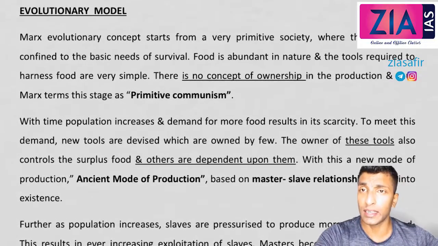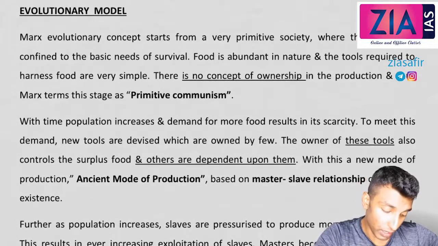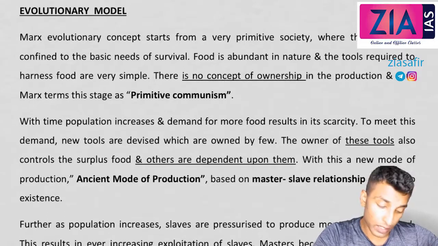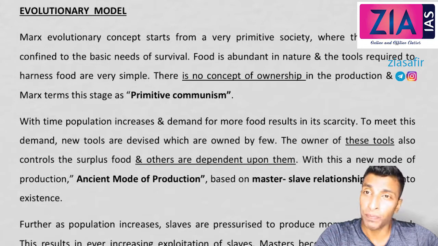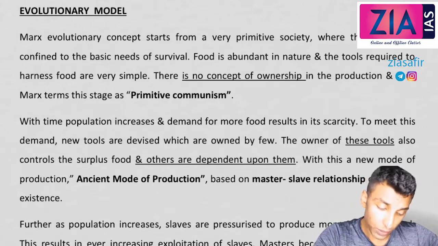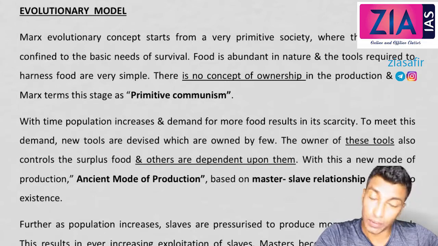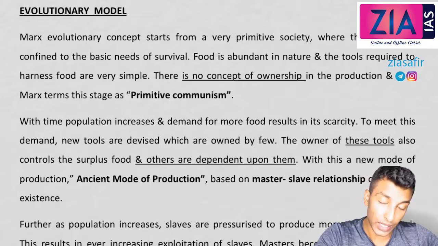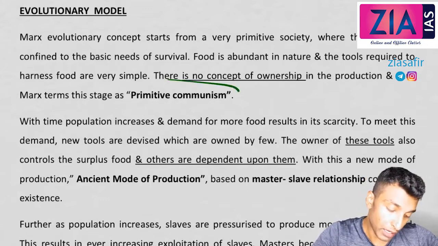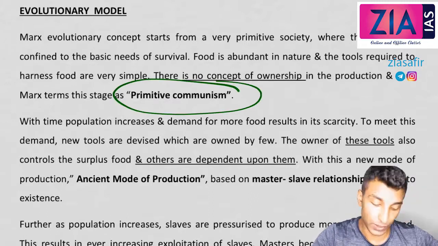Now we will see the second part, that is the evolutionary model. Marx's evolutionary concepts start with a very primitive society where the needs are confined to the basic needs of survival. Food is abundant in nature. The tools required to harness food are very simple. There is no concept of ownership in the production process, and thus Marx termed this stage primitive communism. That's the first stage.